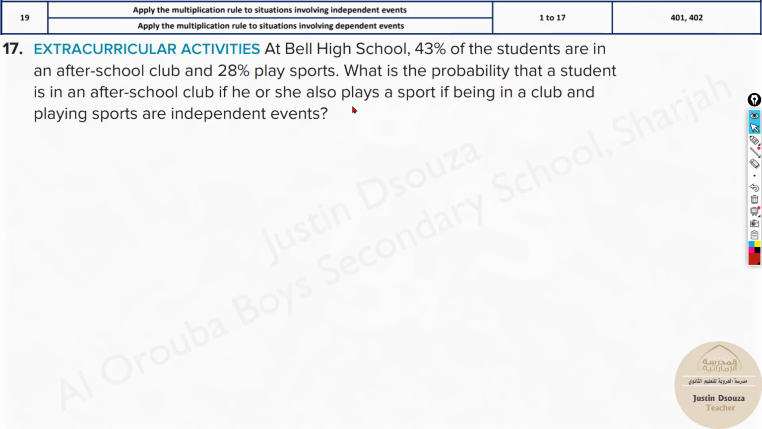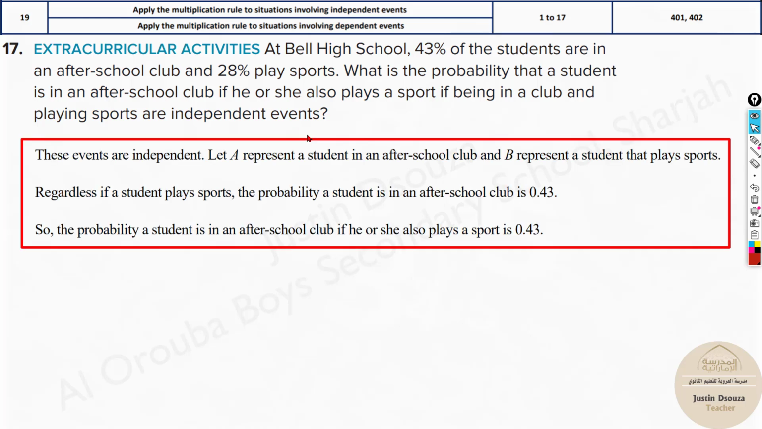And we move to the last problem. Please try this by yourself. See, all the probabilities are given and you can do it by yourself. Let's just quickly read this. At Bell High School, 43% of students are in an after-school club and 28% play sports. What is the probability that a student is in an after-school club if he or she also plays sports, if being in a club and playing sports are independent? Okay, this is very important. Since they have told it's an independent event, it doesn't matter what the probability of playing a sport is, it's not going to affect the probability of being in the club. They're independent. Basically, the probabilities are not going to affect each other, right?